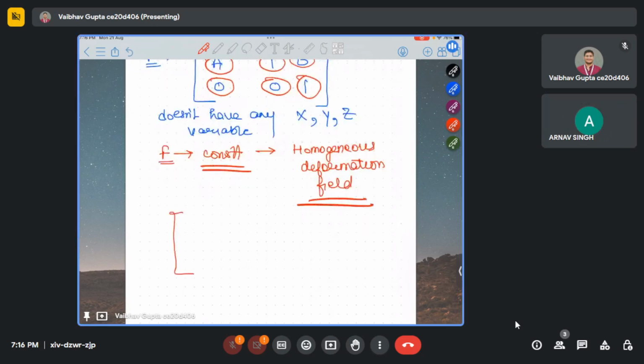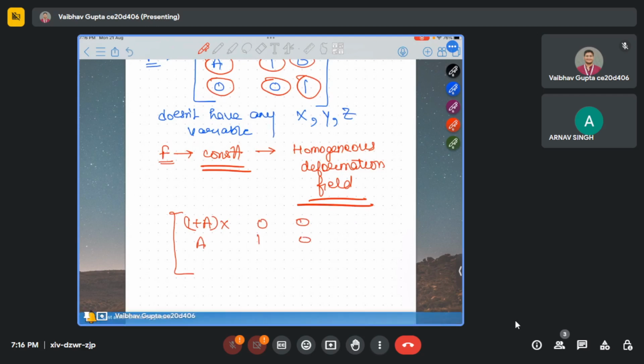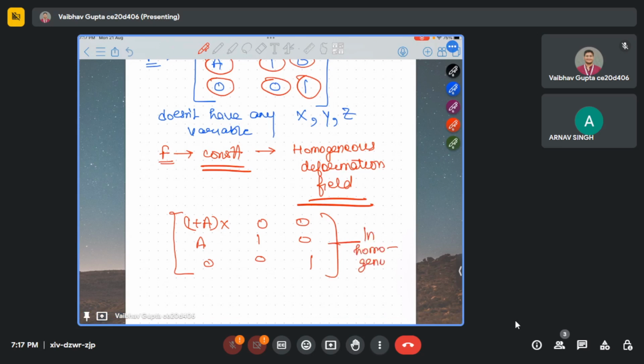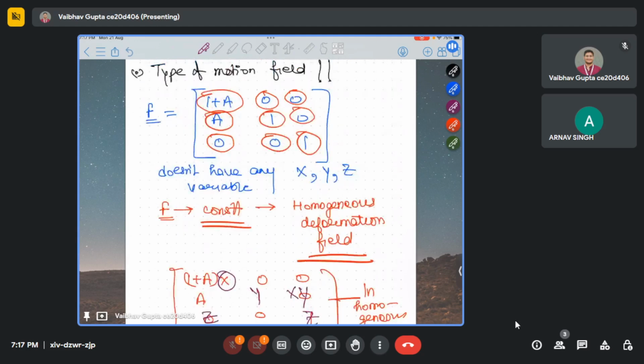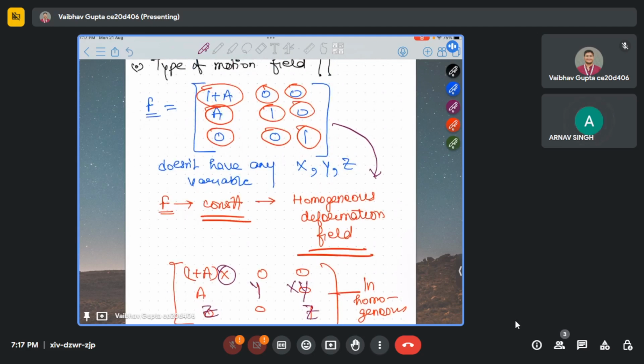If any one element has x or y or z, suppose this is there, for example, so this is inhomogeneous, okay, because x is there. Or suppose y has been given, that is also the same. Or z is given, that is also the same. It should be free from all the x, y, z terms to be called a homogeneous deformation field, okay. Got it? If someone asks in the question what is the type of deformation field, just check the F matrix, okay.